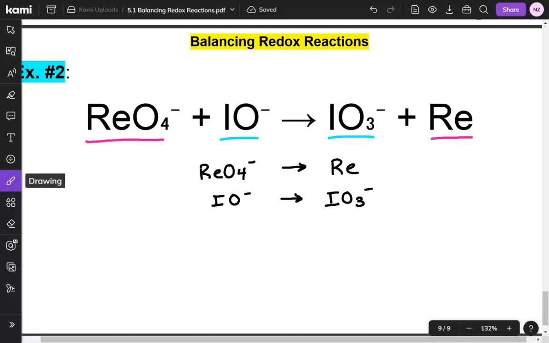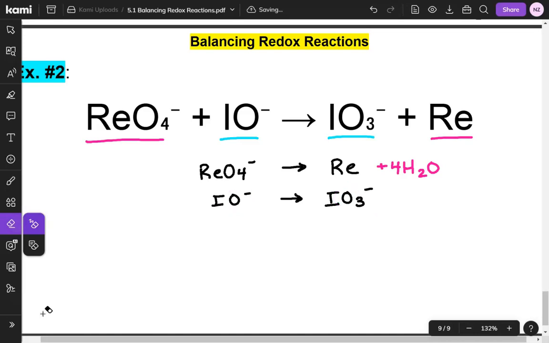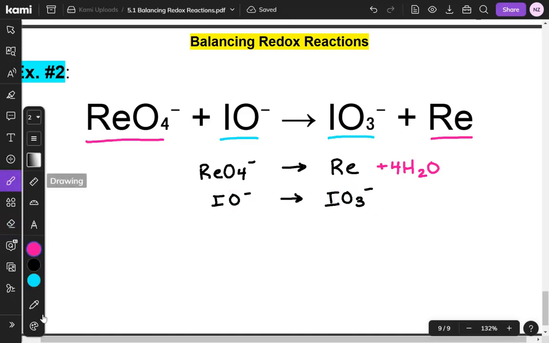The next step is going to be balancing oxygen by adding H2O. In my first reaction, I have 4 oxygens. So to balance that out, I'm going to add 4 waters on the opposite side of my reaction. In my second half reaction, I have 3 oxygens here, 1 oxygen here. So I'm going to need 2 waters on the left-hand side to balance this out.